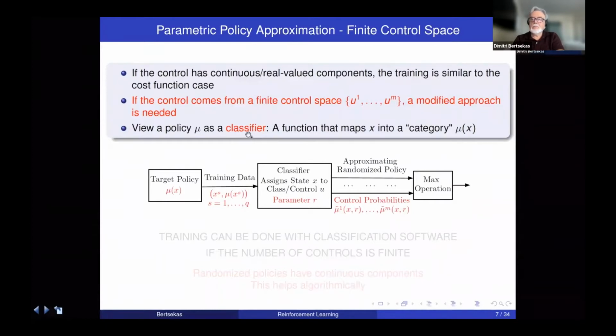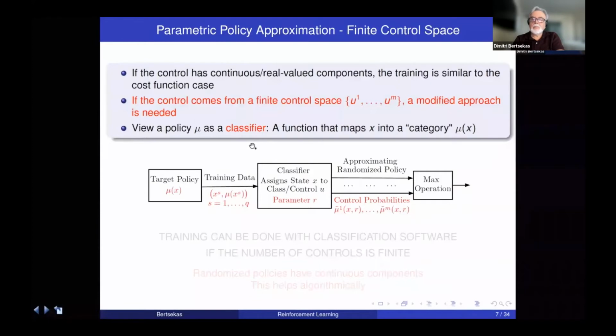Now, if you think about it, a policy, in the case where you have a finite control space, is a classifier. Basically, it maps X, the states, into some category. The categories are these M's. So the states that belong to category 1 are the ones for which the control is equal to U1, and so on. So basically, there's a one-to-one identification of policies in this finite control space and classifiers.